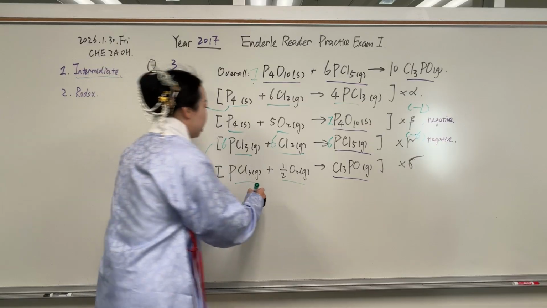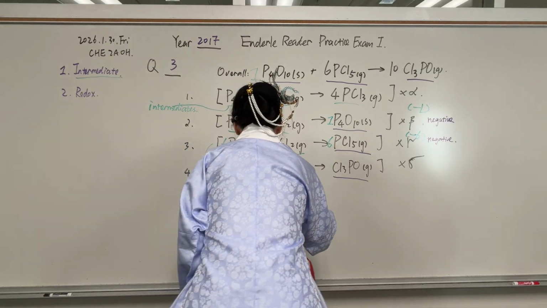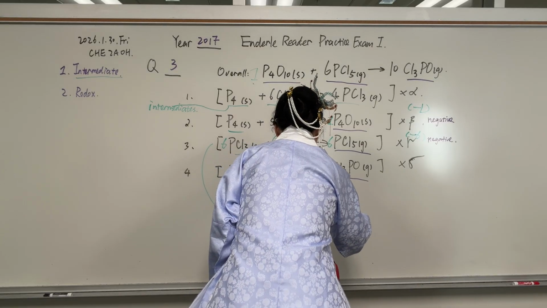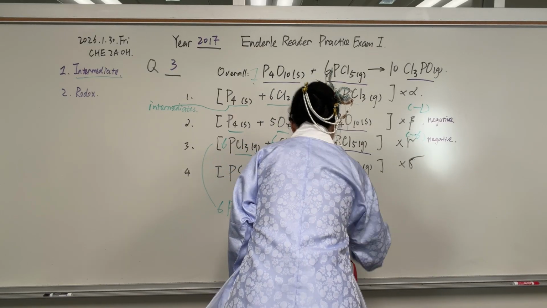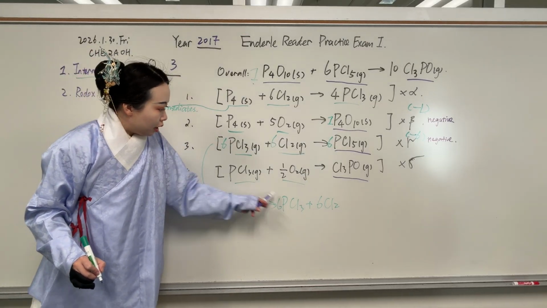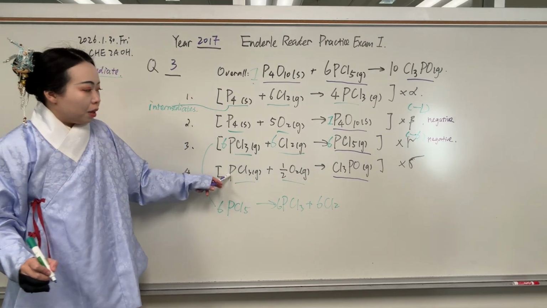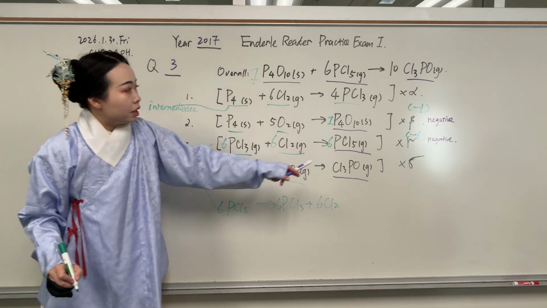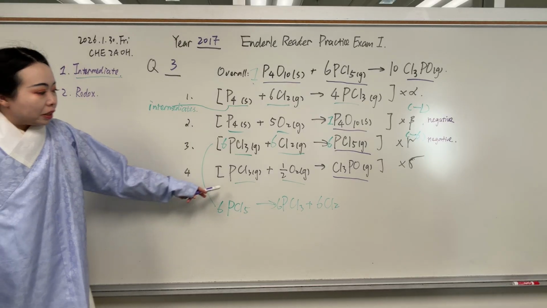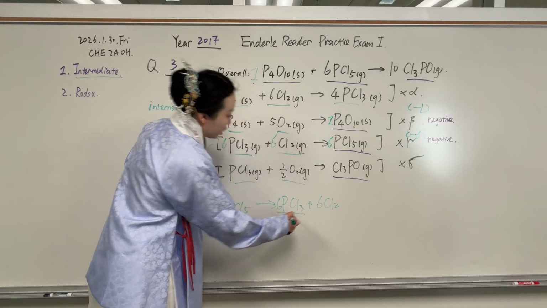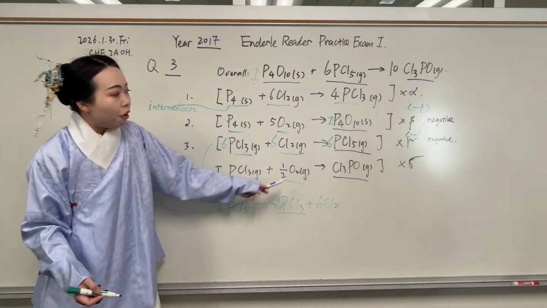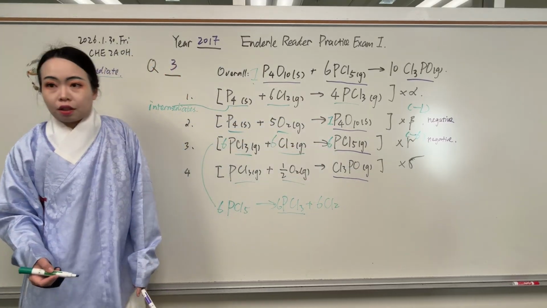I'll ignore the state symbol for now. It's going to be 6PCl3, 6Cl2. Keep in mind, after I introduce this negative 6, it's on the product side now. So when I'm canceling, this theta just needs to be calculated based on how much PCl3 I form. Apart from here, I also have something here. So I will hold on my theta until I finish my gamma.